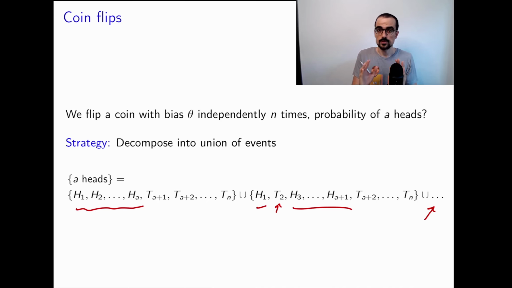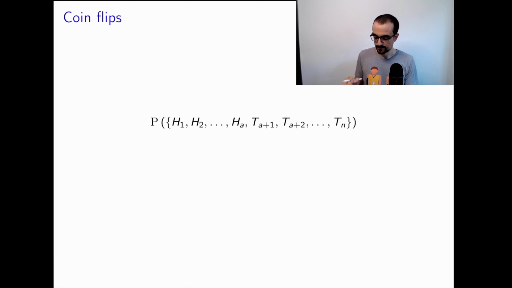A question for you is, are those sub-events disjoint? And the answer is yes, because they cannot happen at the same time, right? I cannot have heads, heads, tails and heads, tails, heads at the same time. They are obviously disjoint, so I'm going to be able to sum their probabilities. So now let's focus on how to compute the probabilities of the individual events.